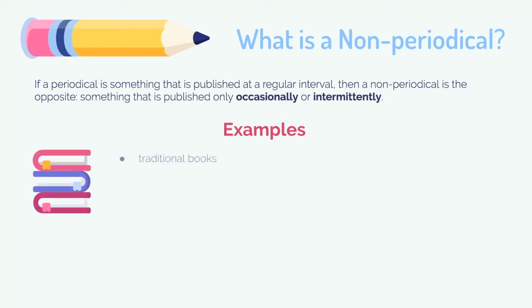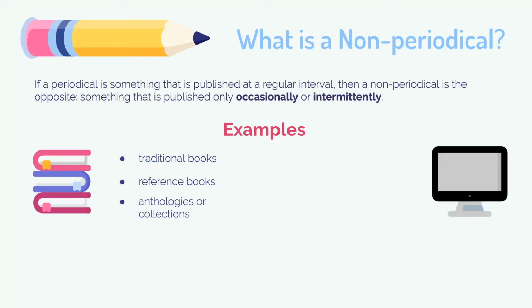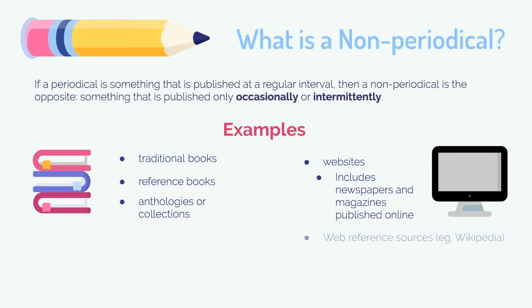Books, traditional books, reference books, and anthologies or collections. I'm going to talk more about all of these in a few moments. And then, of course, what most of us are probably using, websites. This includes newspapers and magazines that are published online, web reference sources such as Wikipedia, and online videos such as those you might see on YouTube or even TED Talks.